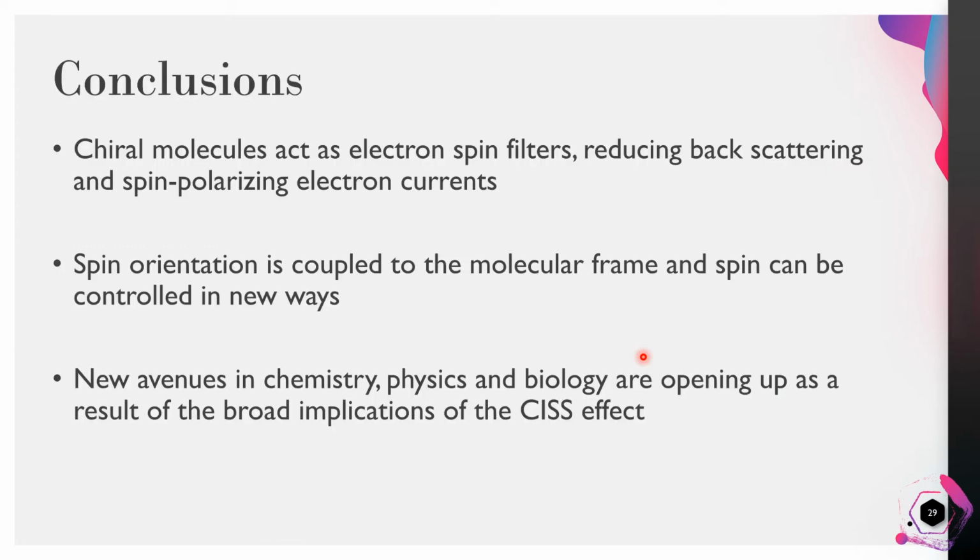So, in conclusion, chiral molecules act as electron spin filters, reducing backscattering and spin polarization of electron currents. Spin orientation is coupled to the molecular frame, meaning that we can get a firm grasp now on spin just by manipulating these molecular structures. And new avenues in chemistry, physics, and biology are opening up as a result of the broad implications of the CISS effect.